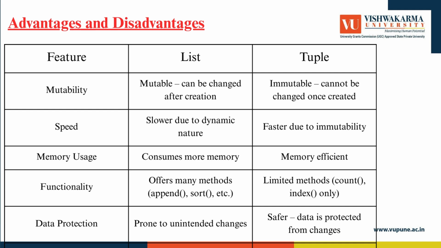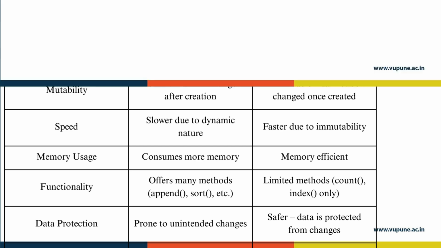Memory usage. List consumes more memory, tuple is memory efficient. Functionality. List offers many methods. Tuple, limited methods are available. Data protection. List is prone to unintended changes, whereas tuple is safer and data is protected from changes.